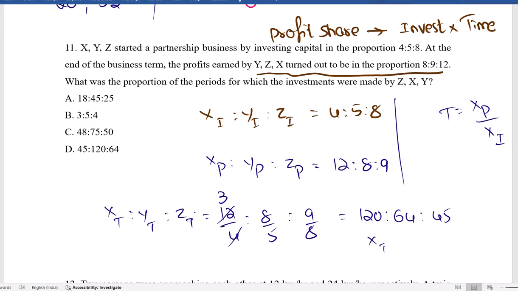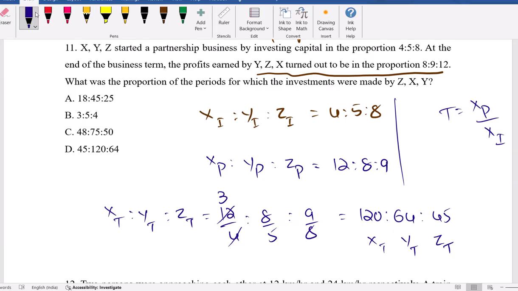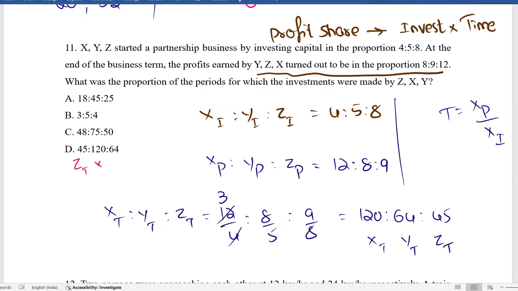This is X timing, Y timing, and Z timing. But in the question they are asking Z, X, and Y. Yeah, Z is 45, X is 120, Y is 64. Option D is correct. Have a look, that ratio order is changing. Clearly observe that.